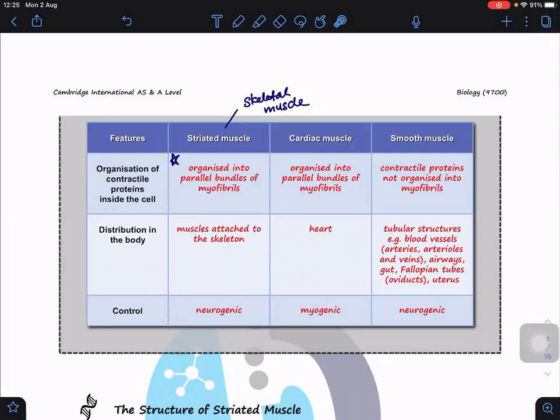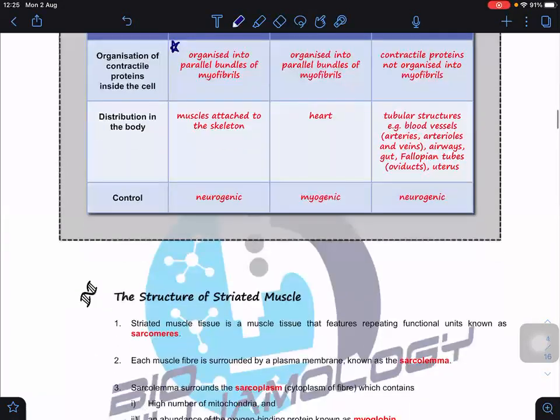In terms of control, neurogenic means that they need the action potential. Myogenic means no need for action potential. So there's a difference between myogenic and neurogenic. Neuro means neuron, so you need to have the neuromuscular junction there.